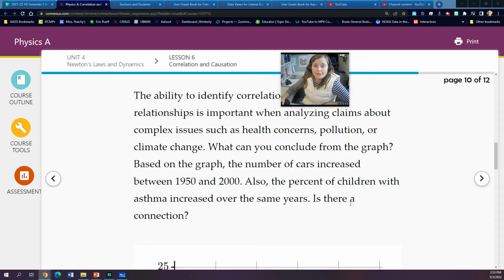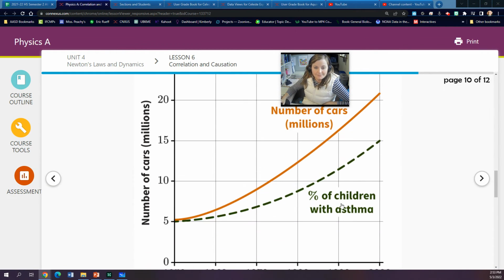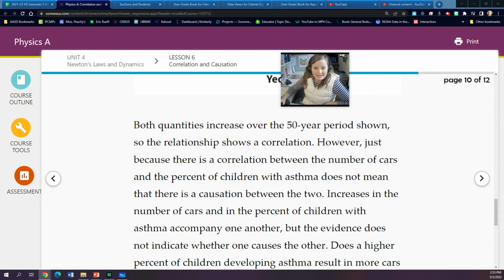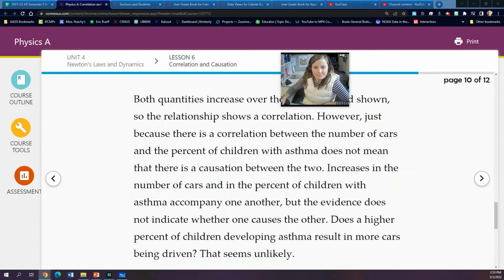Does that mean that asthma is caused by an increase in the number of cars on the road? Is the reason why we're seeing a higher prevalence of asthma today because of an increase in the number of cars on the road? Based on this graph, can we tell that that is a cause and effect? And actually, that is not cause and effect. We know it's correlated. There is a correlation between the number of cars and the percent of children with asthma, but it doesn't mean that one causes the other. Just because two things are happening at the same time doesn't mean one effect causes the other one.